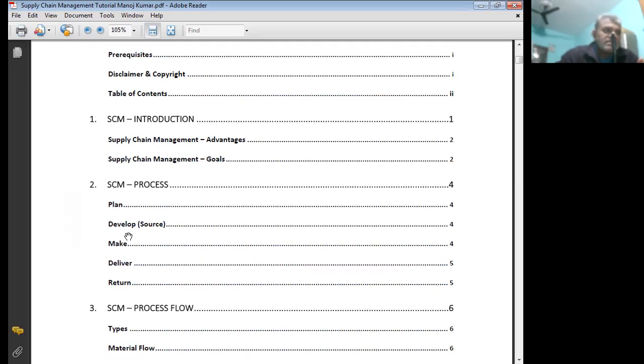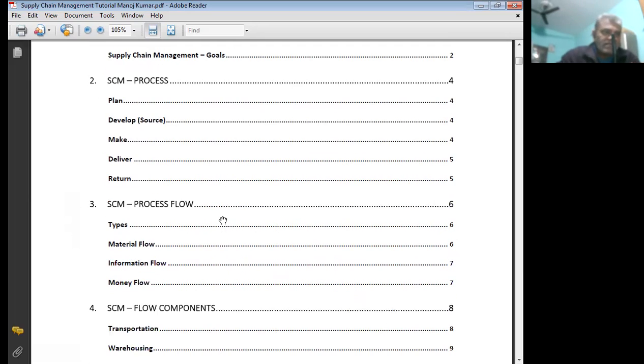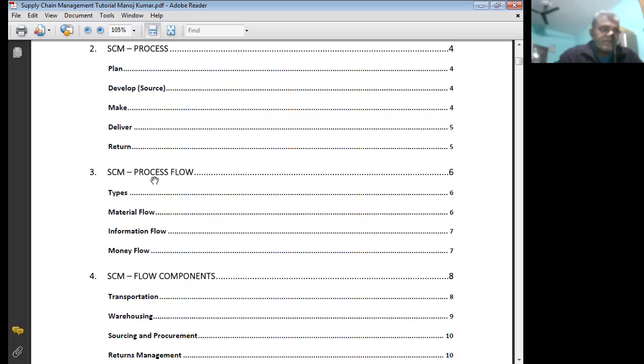Plan, develop, make, deliver, and return. This is the supply chain management process. Planning of the supply chain management, developing of the supply chain management, making of the supply chain management, delivering of the supply chain management, returning of the supply chain management. Supply chain management process flow.